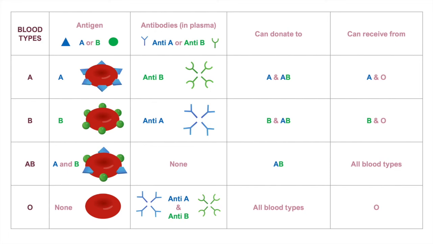So for someone with blood type O, it is a total opposite. They have both antibodies against antigen A and antibodies against antigen B. So whichever red blood cell you will donate to someone with blood type O, they always have an antibody to attack the red blood cell. So someone with blood type O can only receive blood from someone else who also has blood type O.